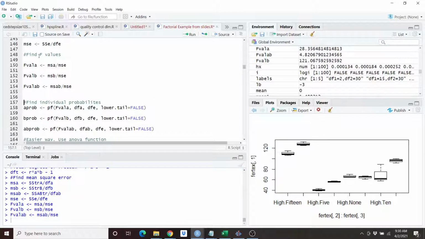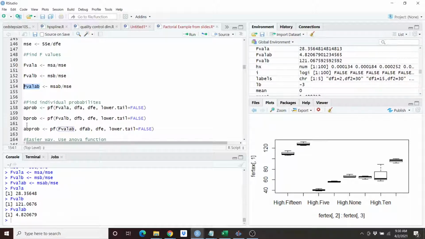Now we can find our probability. So let's take a look. Our F value for A is 28.356. Our F value for B is 121.0676. And our F value for our interaction is 4.820679.